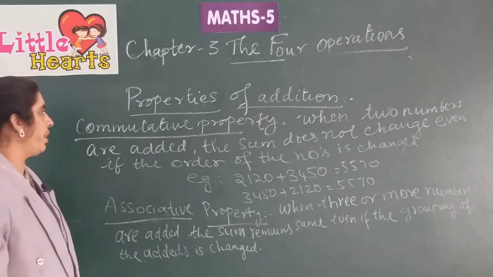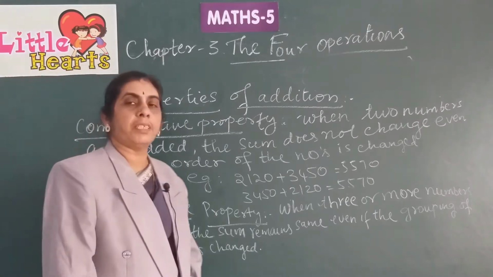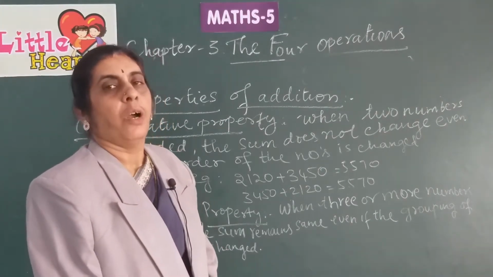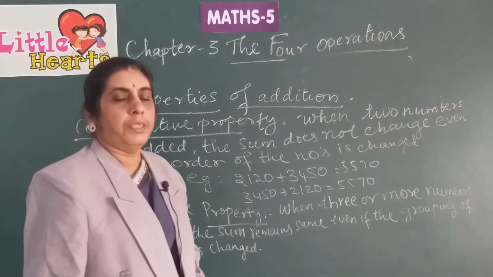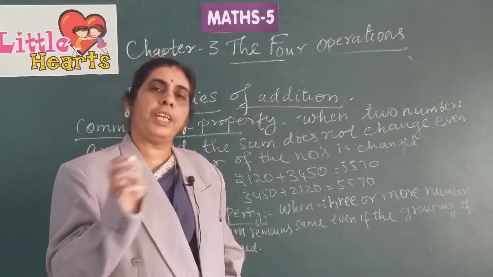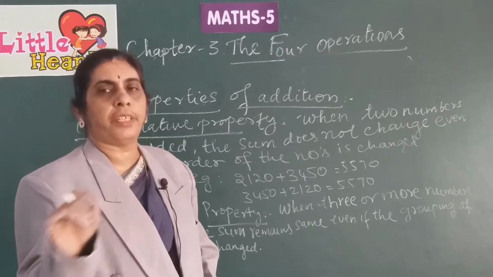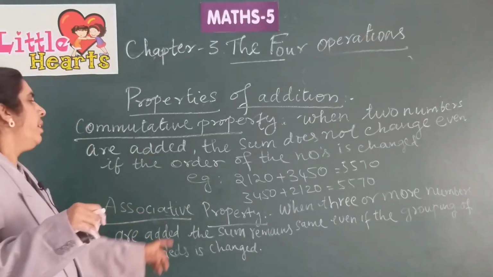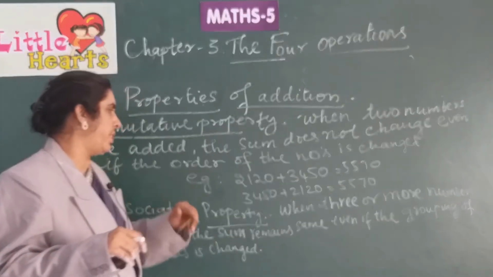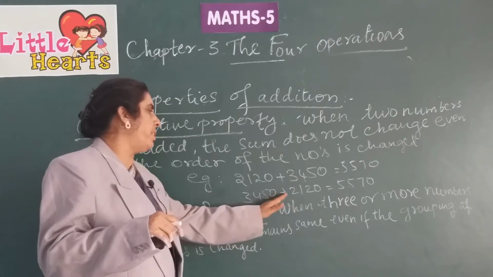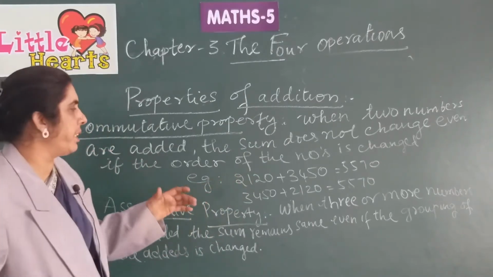Let us go with the properties of addition. Commutative property. When two numbers are added, the sum does not change even if the order of the numbers is changed. 2 plus 3 equals 5 and 3 plus 2 is also 5. So even if the order is changed, the result will not change. The sum remains the same. Here 2,120 plus 3,450 equals 5,570. And 3,450 plus 2,120 is also 5,570. The sum does not change.